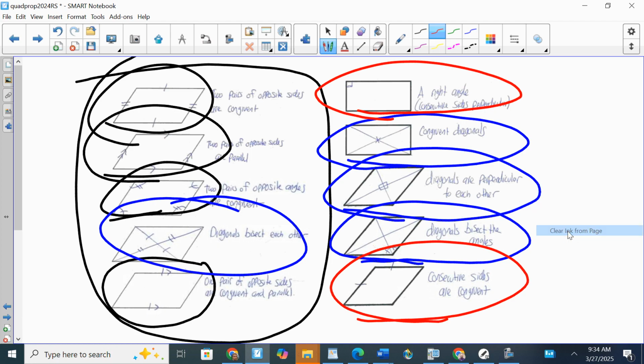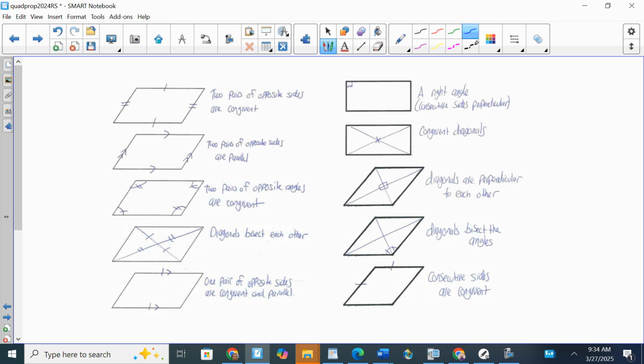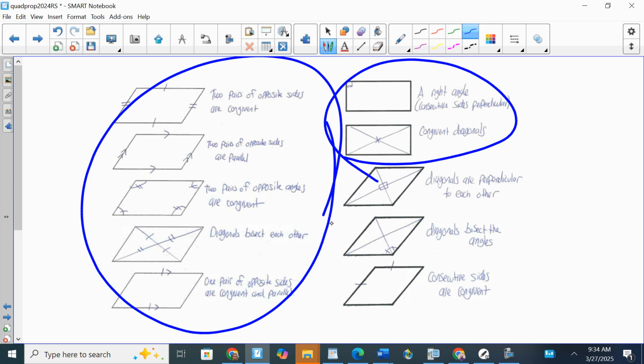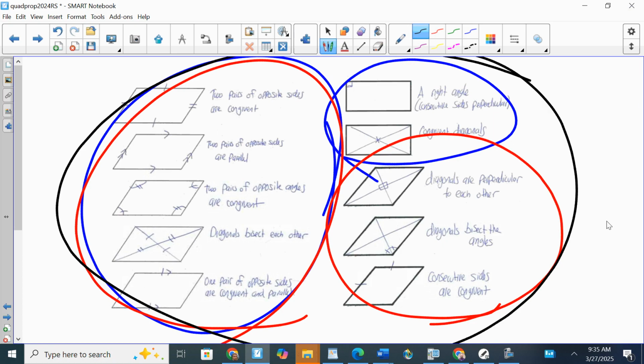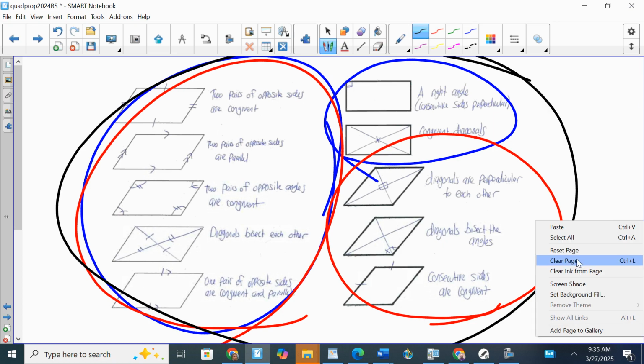Understand the difference between a property and a proof. A rectangle has these 2 plus these 5, 7 properties. A rhombus has these 3 plus these 5, 8 properties. The square has all 10. Understand the difference, though, again, between a property and a proof.